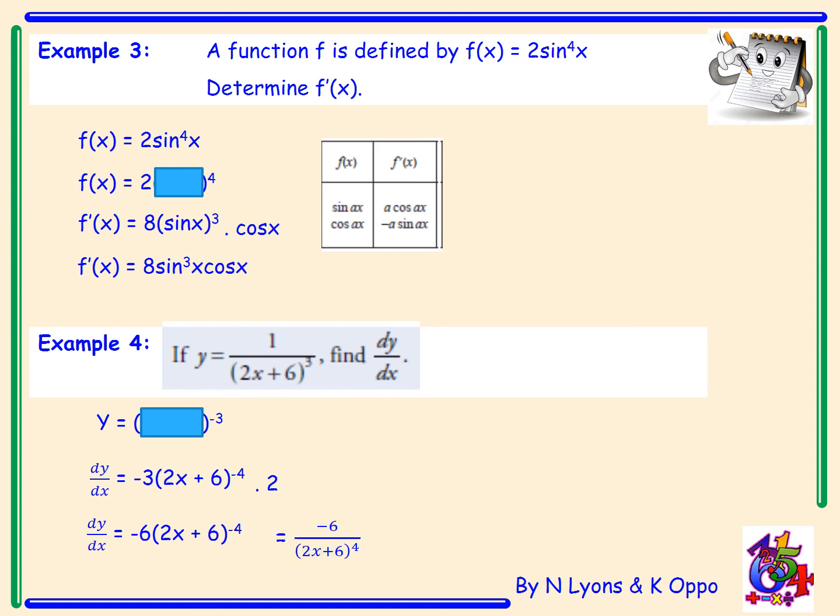And just to show off, I'm just going to leave that then as a positive index, equals minus 6 over 2x plus 6 to the power 4. You wouldn't have to do that in the exam unless you're actually going to evaluate the derivative. At that point, you're going to have to put it into positive indices, but we may as well just improve our skills just now.